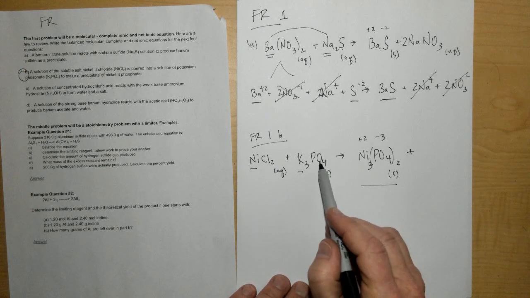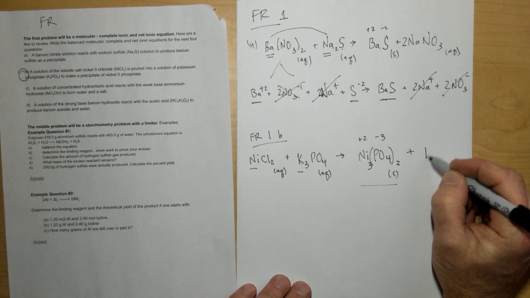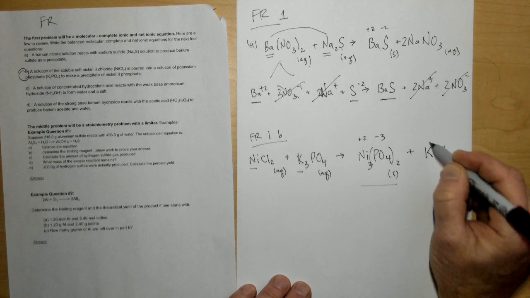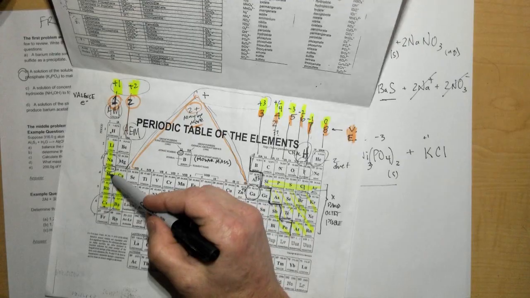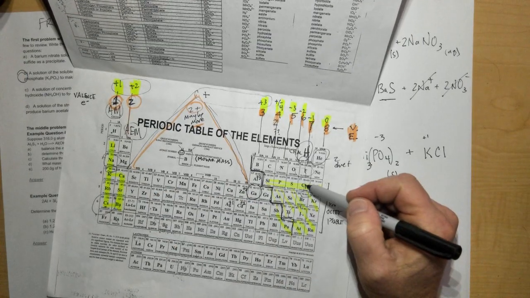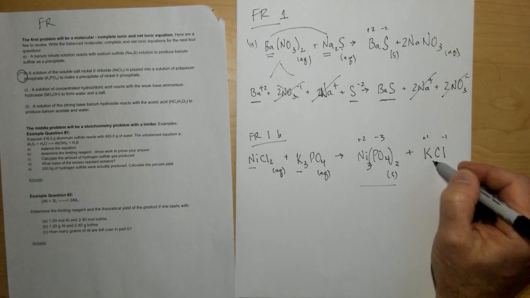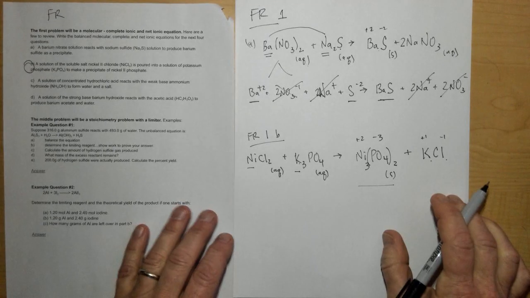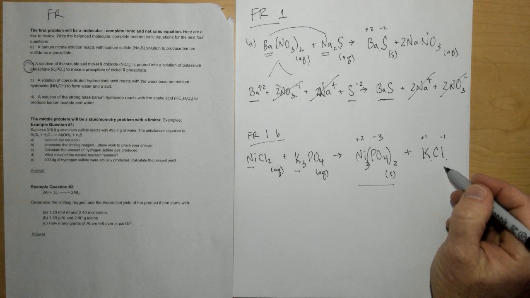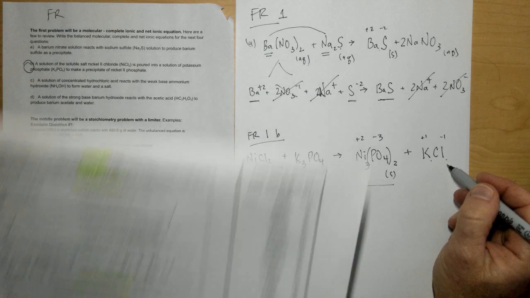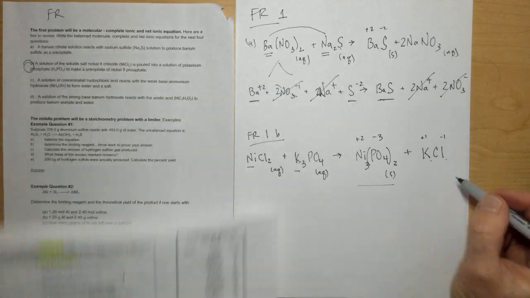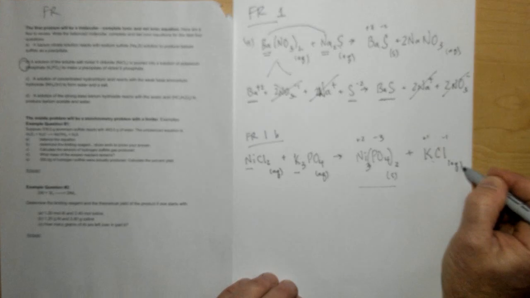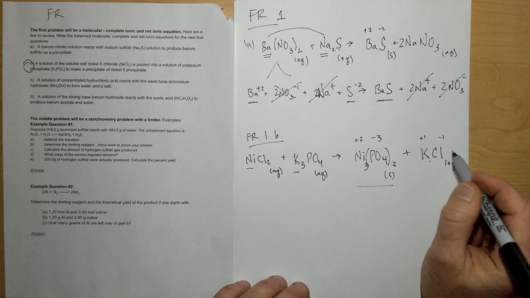And then the chlorine goes together with the potassium. Always write the cation first, so the potassium's plus 1, which you can find on the periodic table right here in group 1. And then the chlorine is from group 17, so that's minus 1, so 1 and 1 for that. Okay, so this is our skeleton equation. We also know that potassium chloride is going to be soluble because all alkali metal cations are soluble, and that includes potassium. It's also soluble because chlorides are soluble.